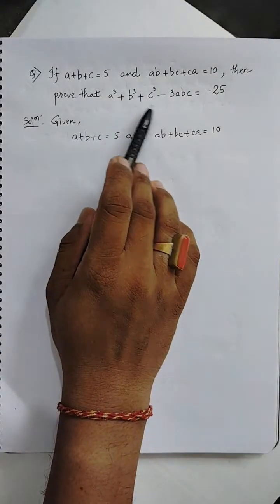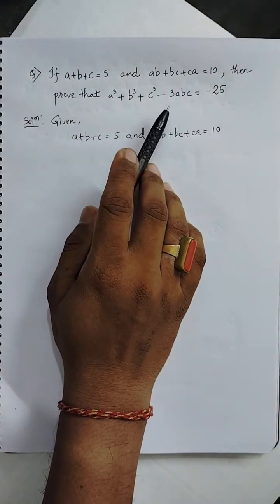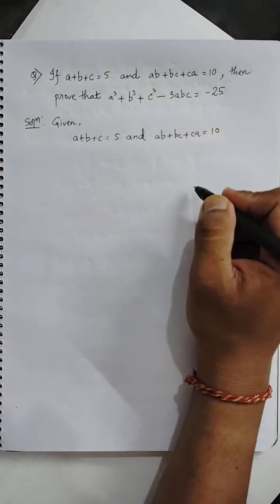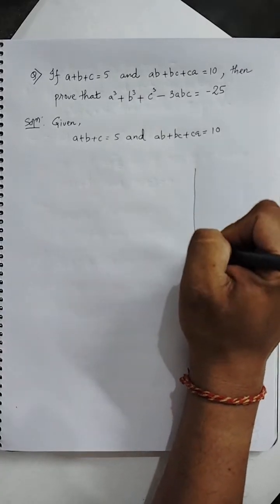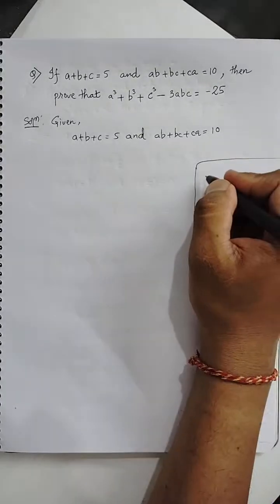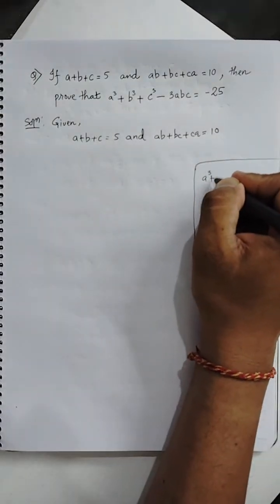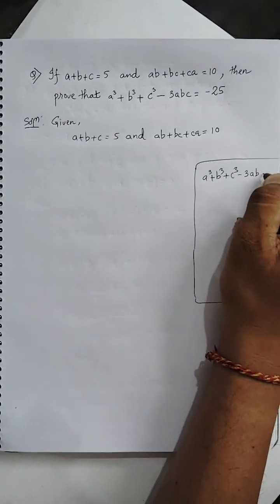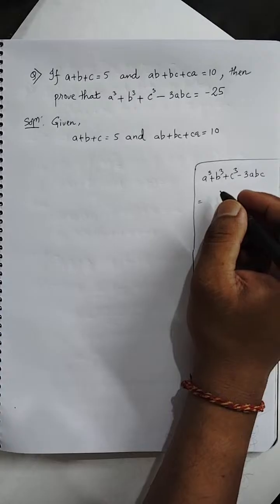Now if we can recall this identity, a cube plus b cube plus c cube minus 3abc, what comes in it? Let me write it somewhere, that will be better. This is just the rough part, okay? So a cube plus b cube plus c cube minus 3abc. This identity is quite long, right? So what will we write?